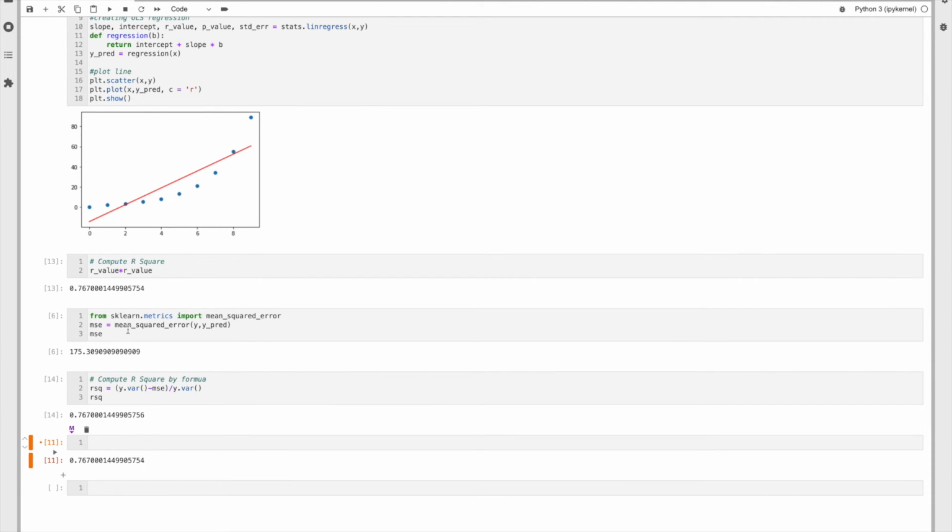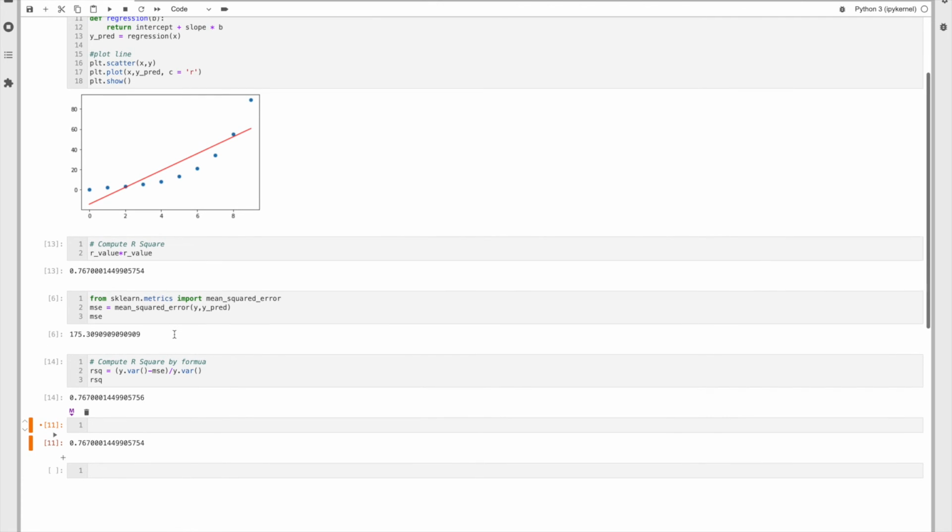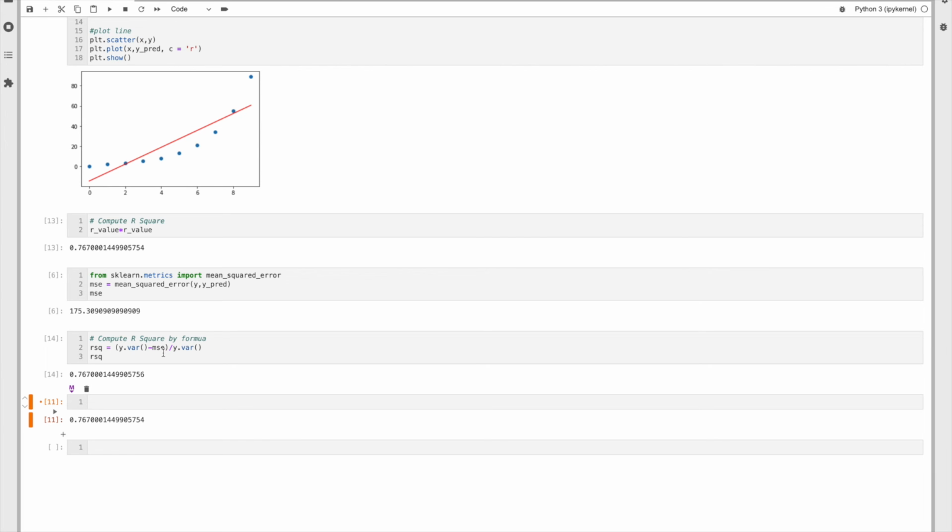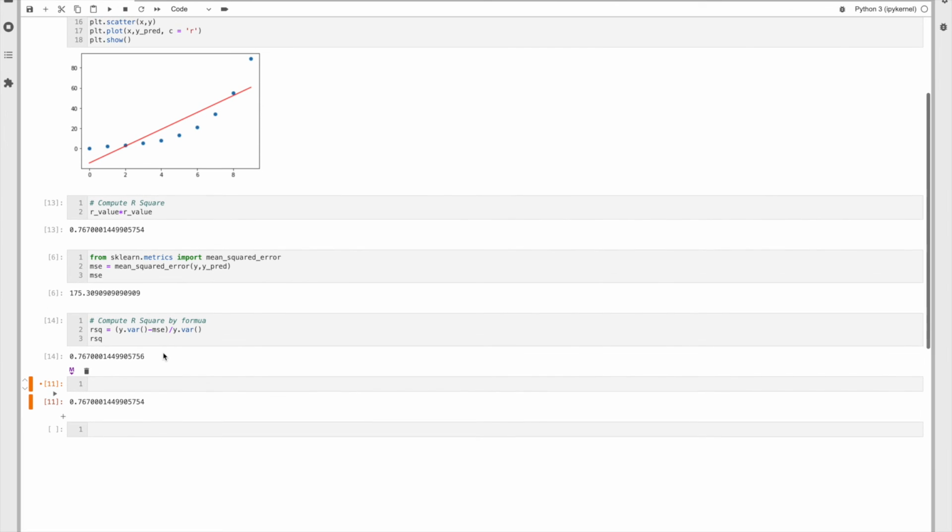So we are now going to compute the R square value manually using the formula that we learned previously. First, we will need to compute the mean square error. We could get the mean square error from the scikit-learn package. Then we use the formula for R square to compute R square. We get exactly the same value, 0.767. So this concludes the bite-sized tutorial on R square.